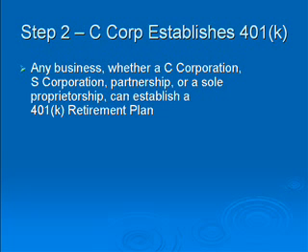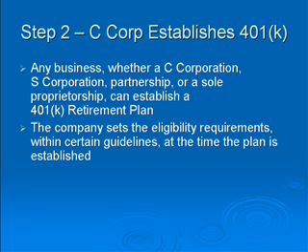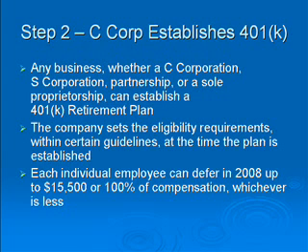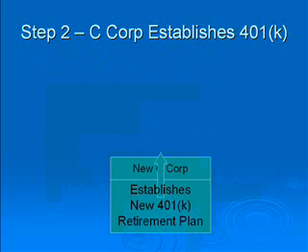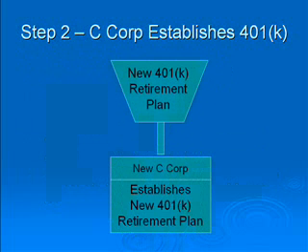Step 2, the C corporation establishes a 401k. Any business, whether a C corporation, S corporation, partnership, or sole proprietorship, can establish a 401k retirement plan. The company sets the eligibility requirements within certain guidelines at the time the plan is established. Each individual employee can defer in 2008 up to $15,500 or 100% of their annual compensation, whichever is less. So the new C corporation establishes a new 401k retirement plan.